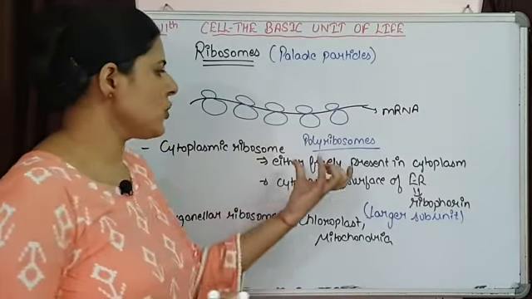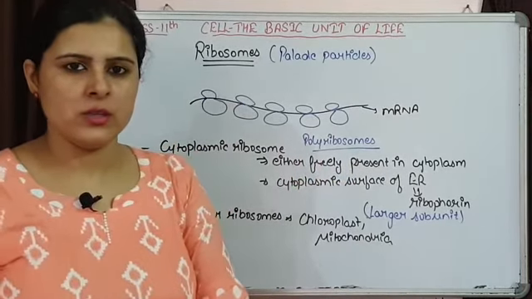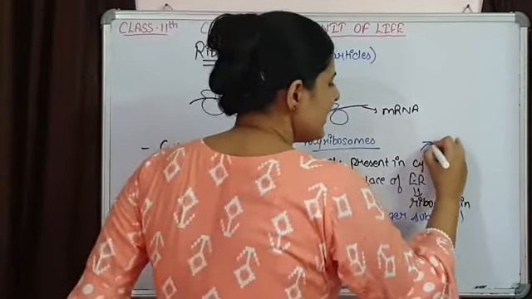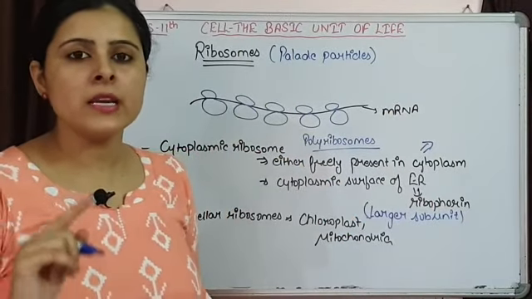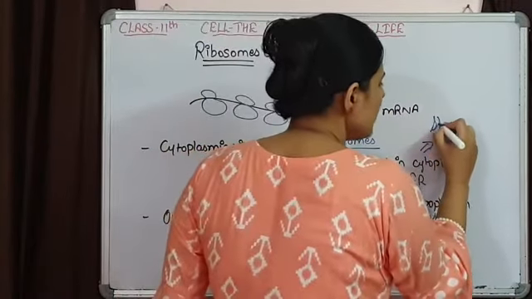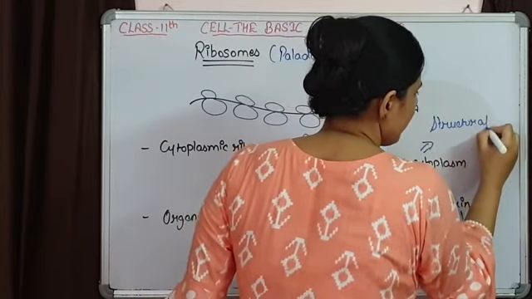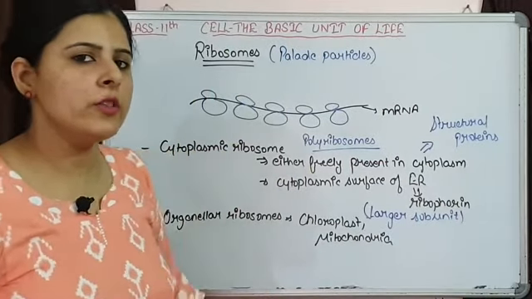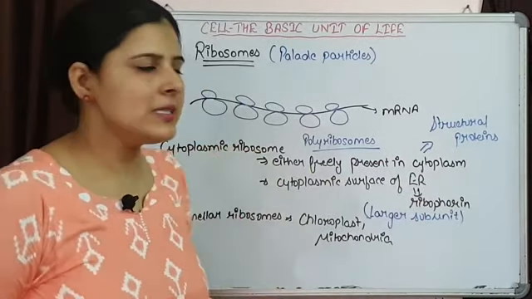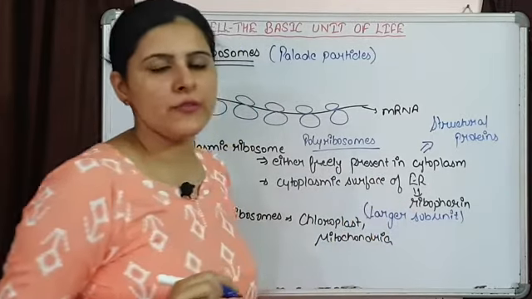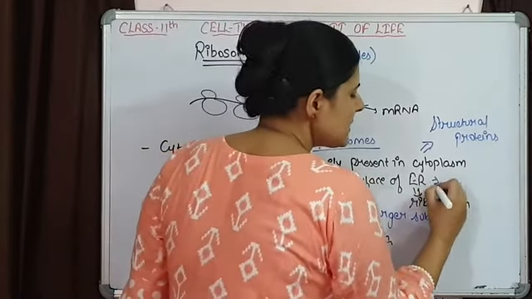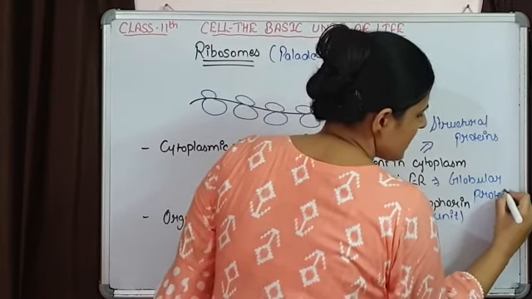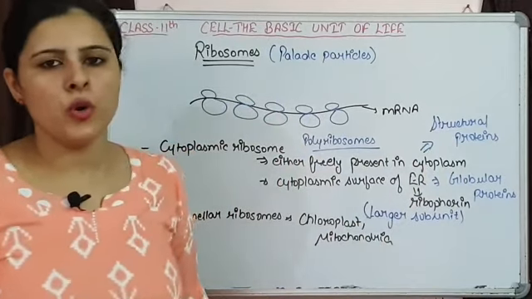Now these ribosomes, they are performing different functions. They are forming different types of proteins. The ribosomes which are present freely in the cytoplasm, they are responsible for the formation of structural proteins. जो राइबोसोम साइटोप्लाज्म में फ्रीली प्रेजेंट होते हैं, they mostly form the structural proteins, and the ribosomes which are present on the surface of endoplasmic reticulum, these are going to form the globular proteins. They are responsible for the formation of globular proteins.